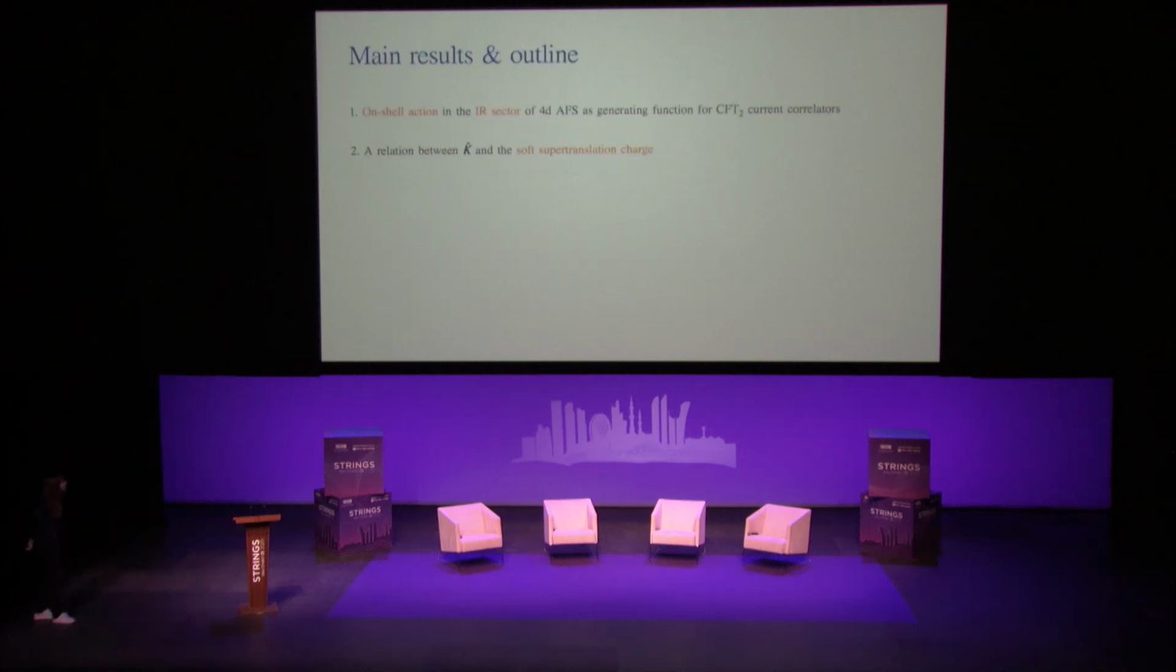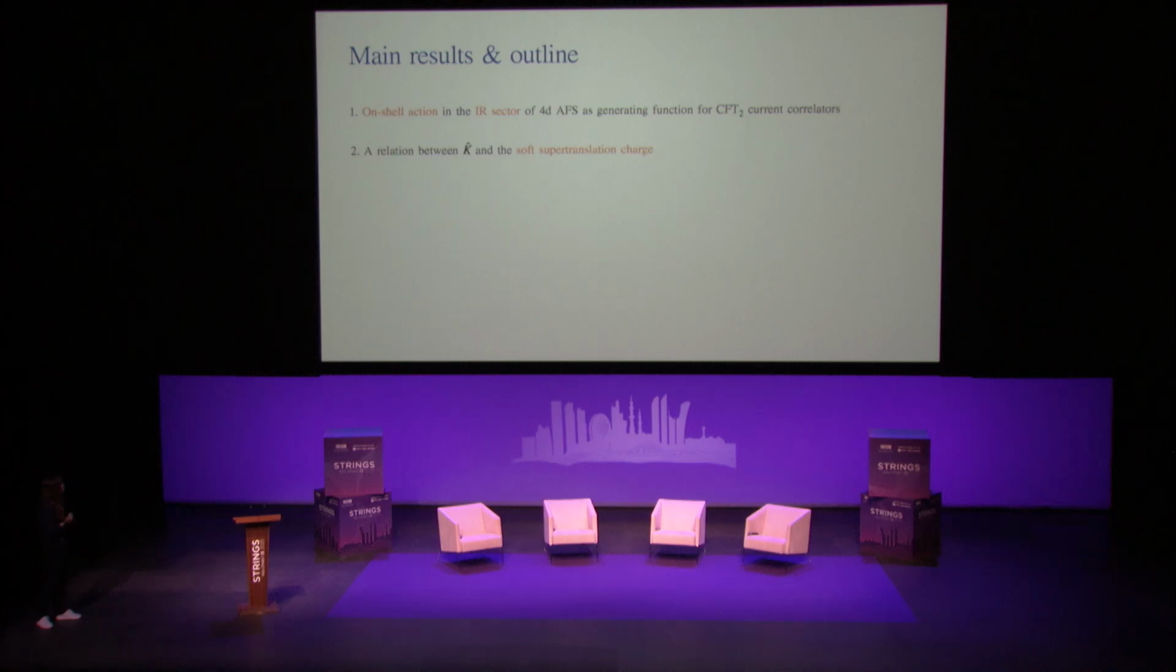So this brings me to the main results and the outline. The main results are basically very partial answers to these two questions that I raised, and the answers are as follows. As for the first question, I'm going to show that one can construct an on-shell action in the infrared sector of four-dimensional asymptotically flat spacetimes. I'm going to define this in just a moment. We'll see that the partition function associated to this action acts as the generating function for correlation functions in a two-dimensional conformal field theory that captures amplitudes involving soft gravitons in 4 dimensions.